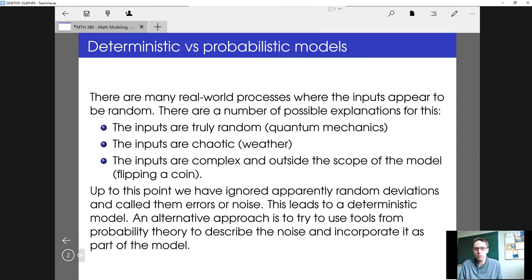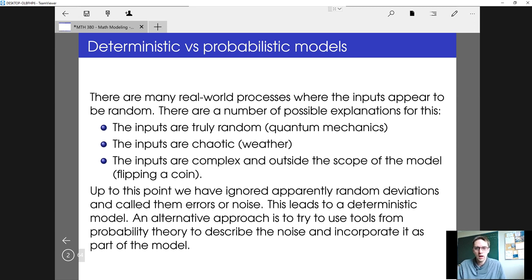Deterministic models are ones where the outcome is going to be the same every time you analyze the model, right? Everything is perfectly predictable. If you know where the system starts out and you know the rules of the game, then you can determine exactly where it's going to end up. But in the real world, there are lots of processes where things behave randomly. And there could be various reasons for this that are mentioned here.